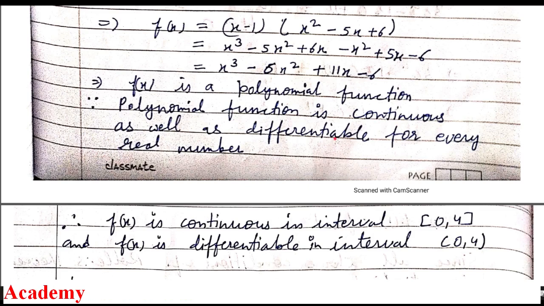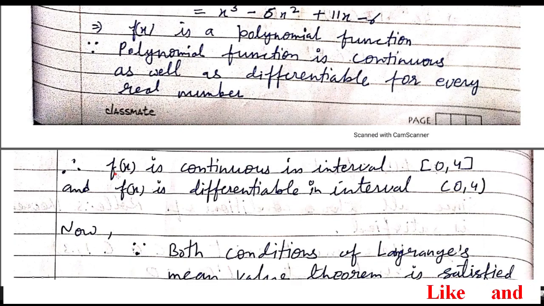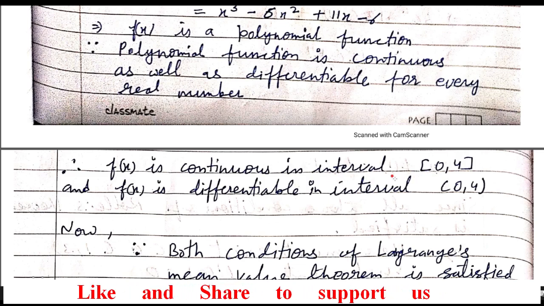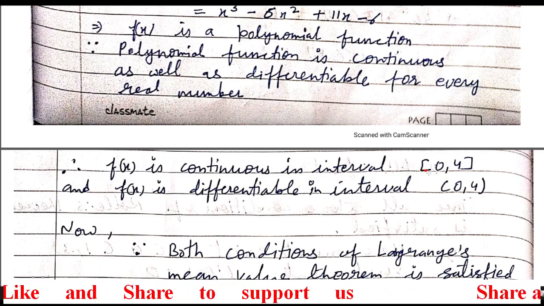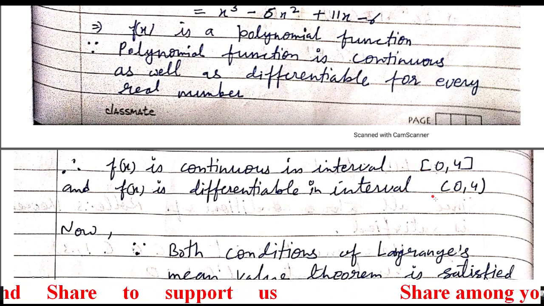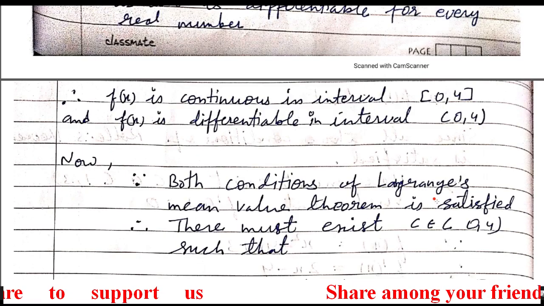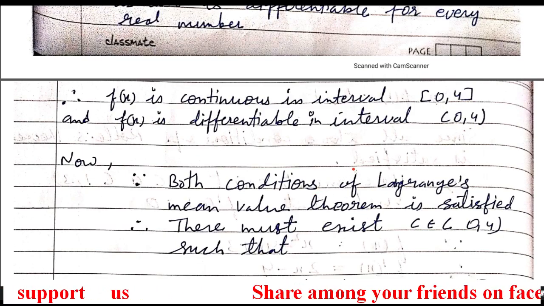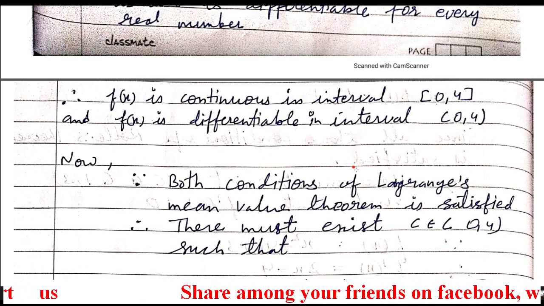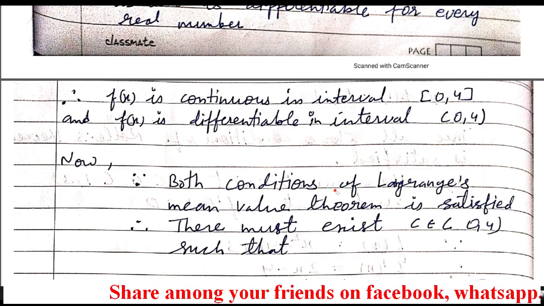Polynomial function is continuous as well as differentiable for every real number. After writing this statement, we can conclude: f(x) is continuous in the closed interval and f(x) is differentiable in the open interval, whichever intervals are given to you. In continuity, always write the closed interval, and in differentiability, always write the open interval. Now both conditions of Lagrange's mean value theorem are satisfied.